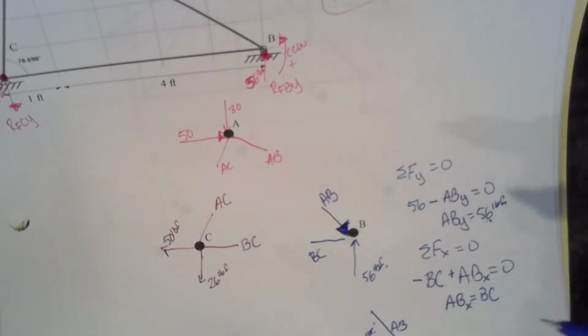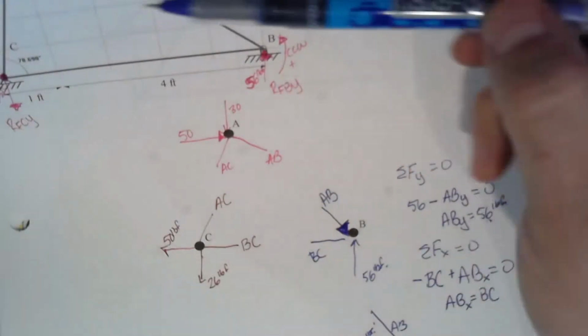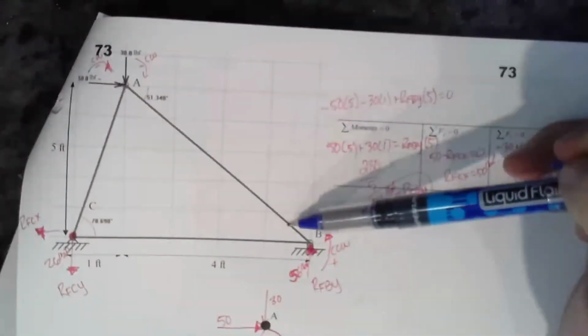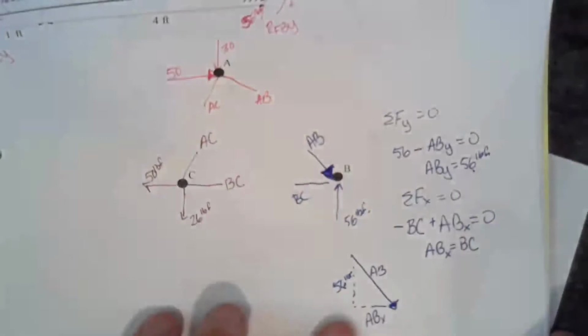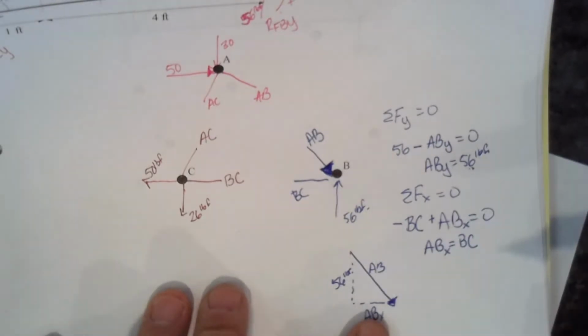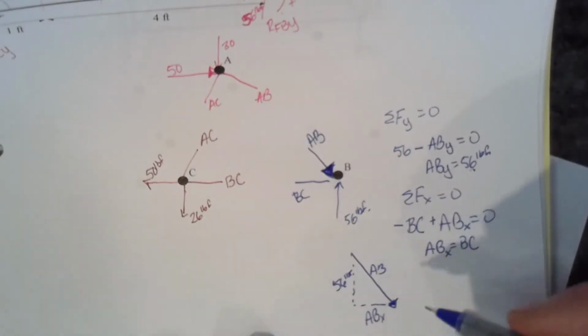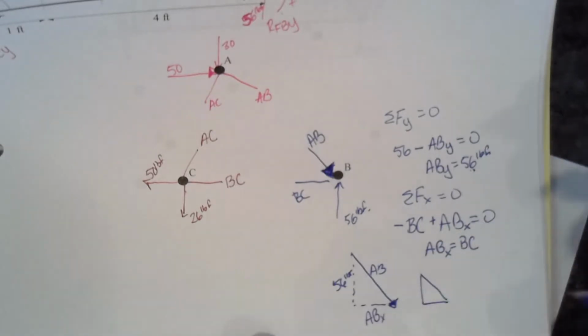And there are two ways we can do this. We could figure out what this angle is. Alternate interior angles would tell me what it is. So I could use tangent to figure out what AB in the x is. The other thing I could do is use sine to figure out what AB is. But what I want to do is use similar triangles. It's the way I like to do it.